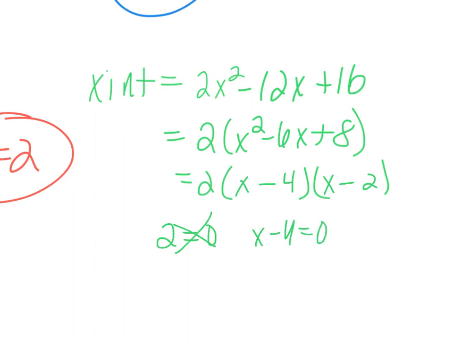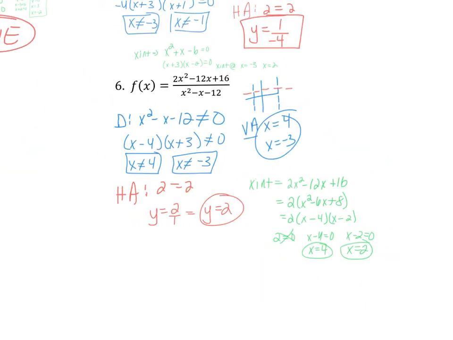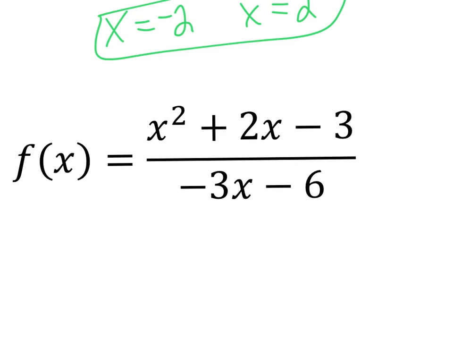X minus 4 equals 0. X minus 2 equals 0. So what am I at? X equals 4. I have intercepts at x equals 4 and x equals 2. Good. Good. This is so much easier than expected. Okay, here we go.